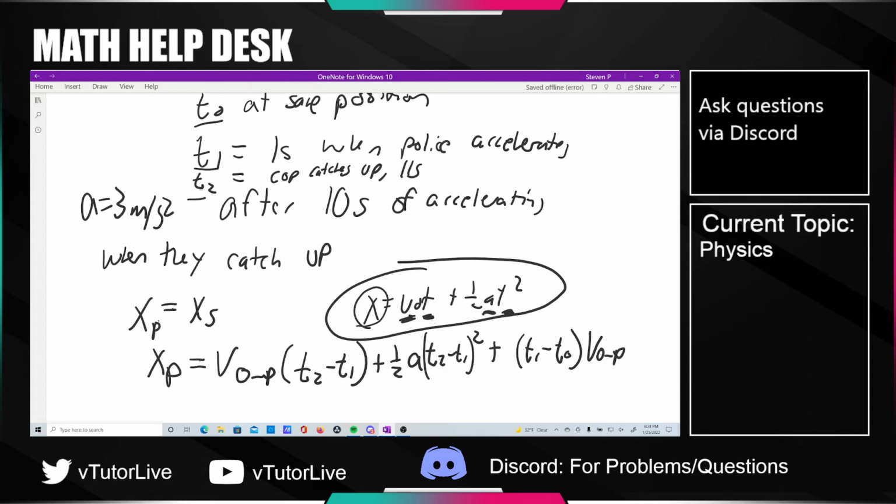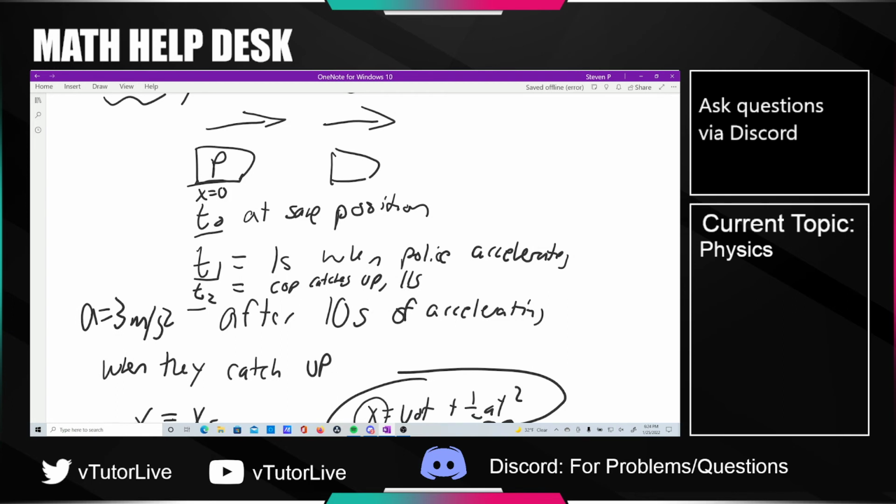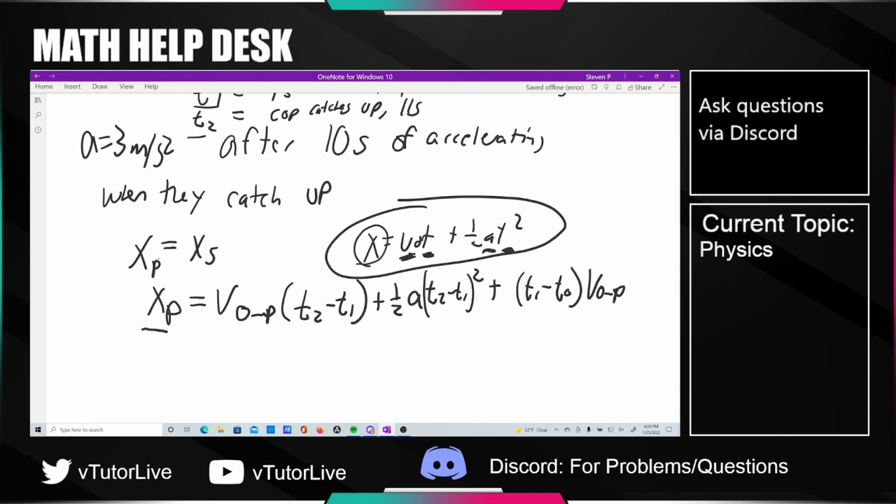Does this equation make sense so far? So assuming that x is equal to 0 is at the very start of the problem when the two of them are side by side, the kinematic equation describing the cop's car is going to be xp is equal to, this stuff is describing the distance gained during the accelerating phase, and this is describing the distance gained during the non-accelerating phase. Does this make sense so far?